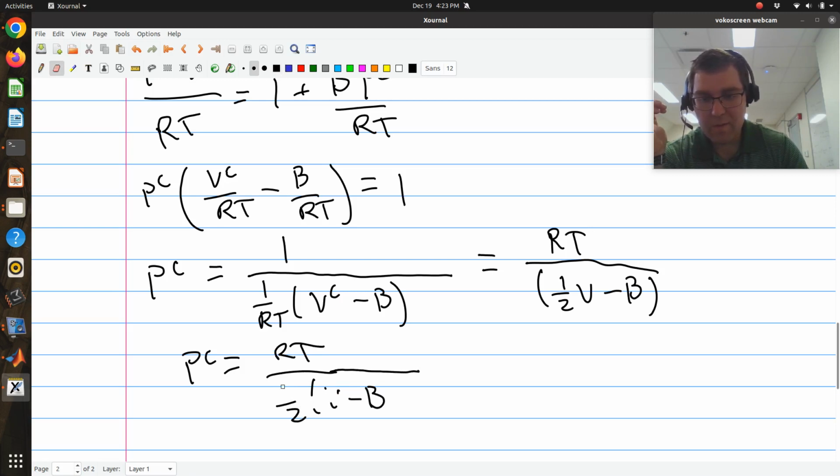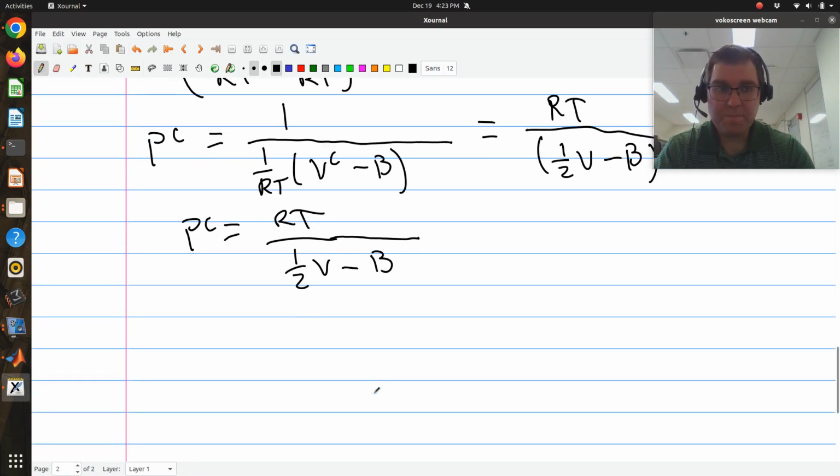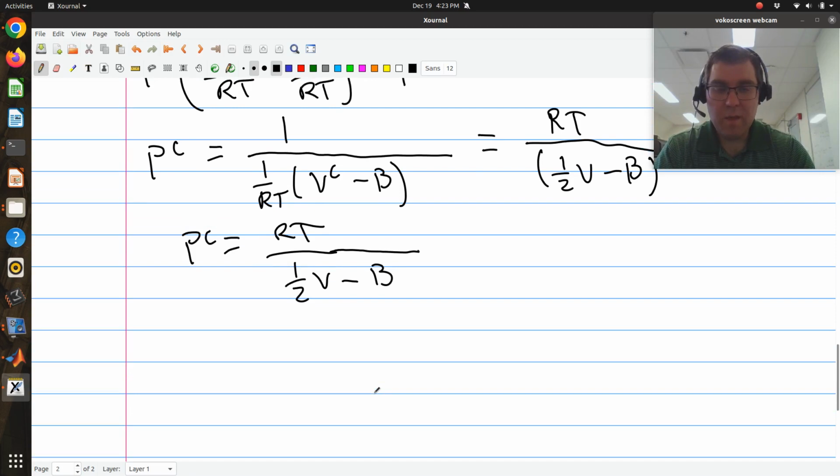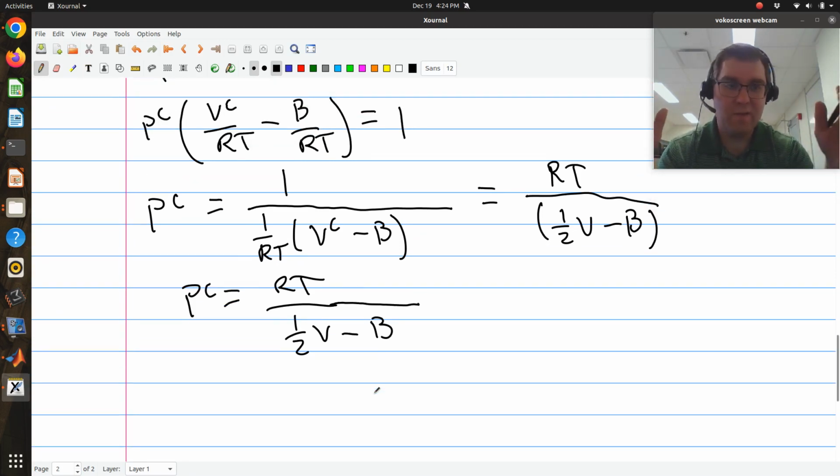Let me try it again. 1/2 V minus B. Okay. All right. So now, I guess as a quick sanity check, we expect as I add more to my tank that the pressure should increase.